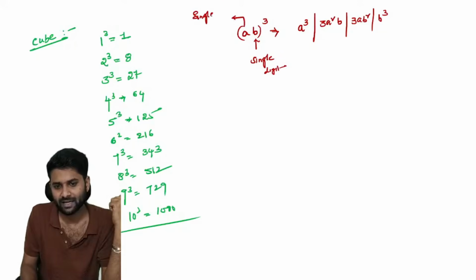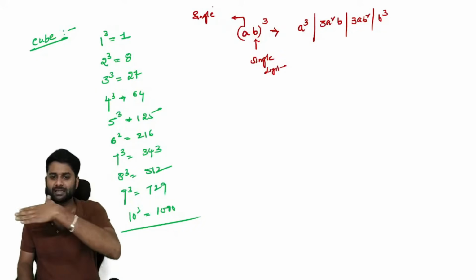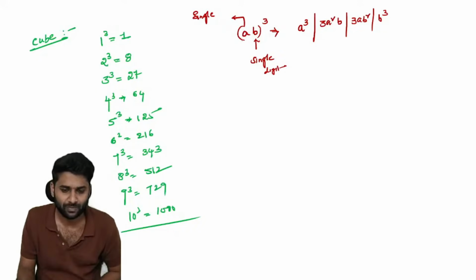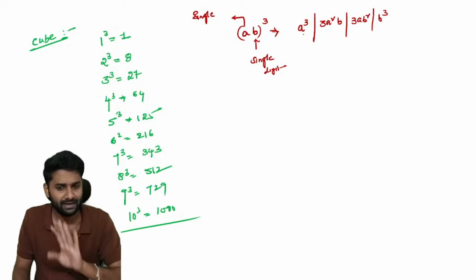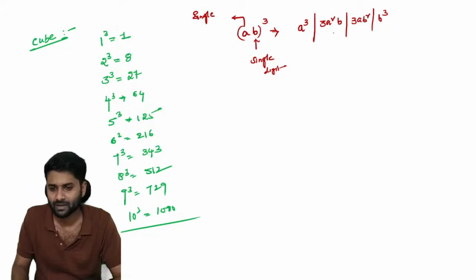It means if you consider from the right side, the A value should be 1 digit and the B value should be 1 digit. Now see, A cube, whatever value you get, write it in the position of A cube. If you get a number in 3A square B with two positions, write down only a single digit.